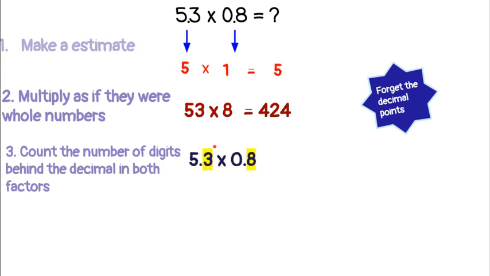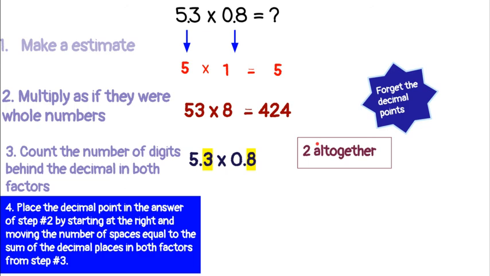Step 3 is to count the number of digits behind the decimal in both factors. So in 5 and 3/10, we have one digit behind the decimal, which is 3. It's highlighted. And in 8/10, we have 8 behind the decimal, which is going to be added 1. And we get 2 altogether.